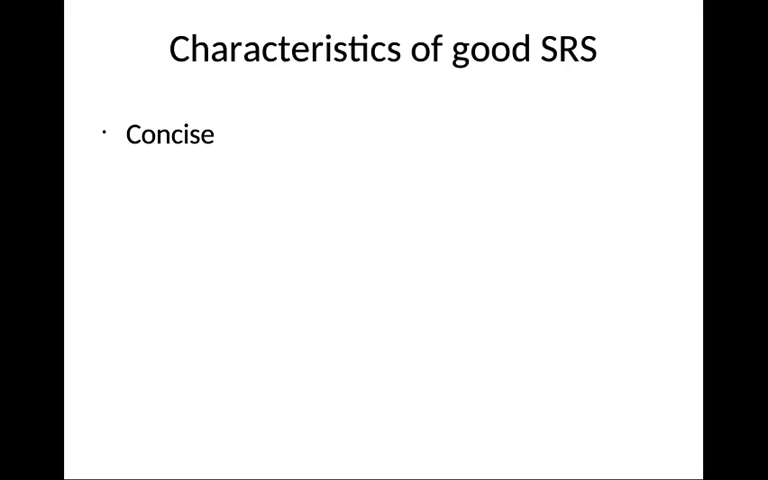So, characteristics of a good SRS. The first characteristic is that it should be concise. Concise means it should be written in simple words and it should be clear. There should not be any ambiguity. It should be consistent and it should be complete. We have already seen the SRS should be unambiguous, consistent, and complete. And it should be simple and easily readable, because this is given to the customer for review. So he should understand what is written. It should be written in simple English.